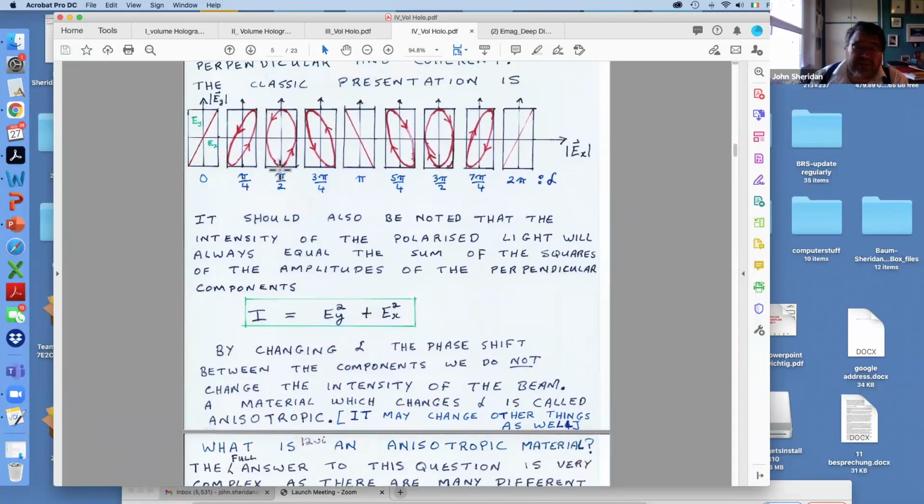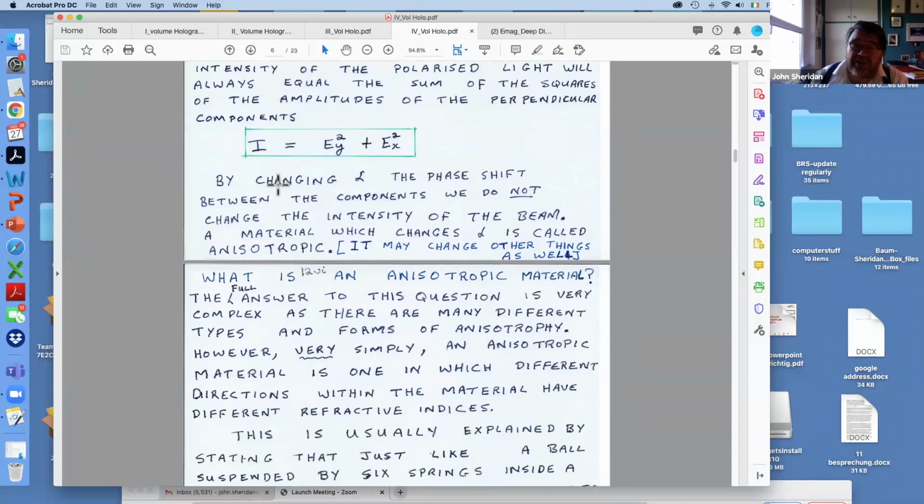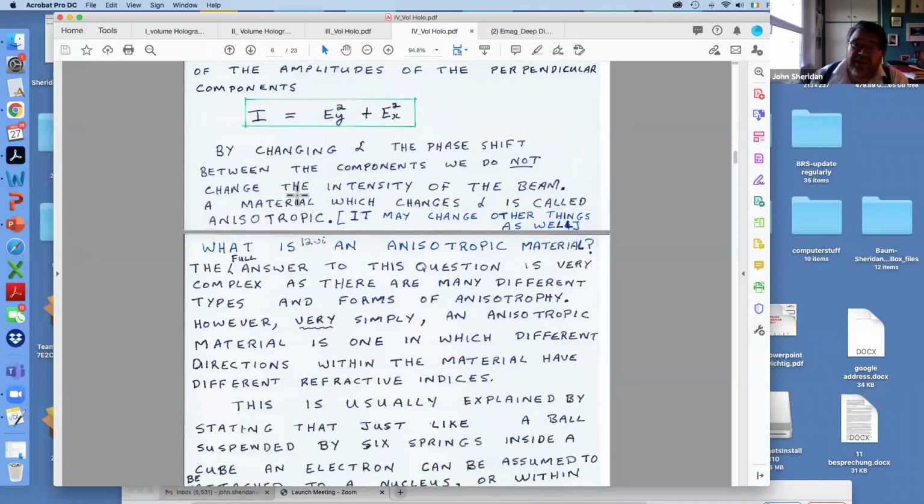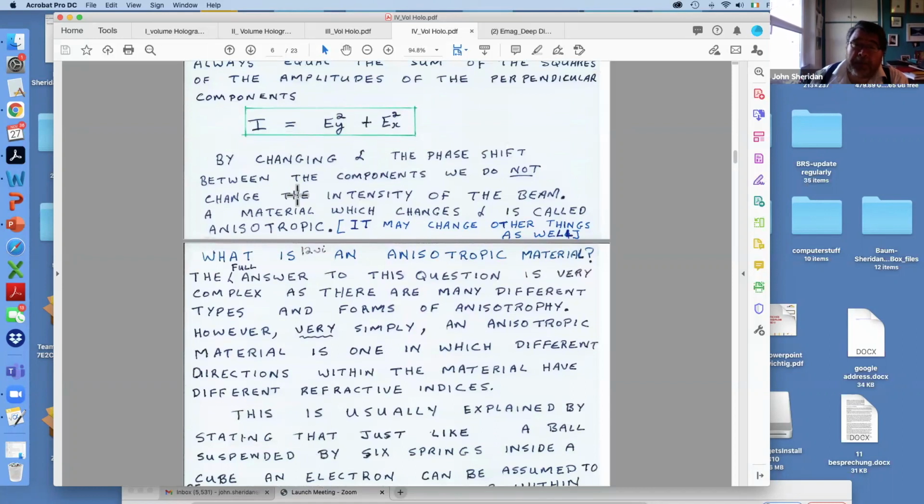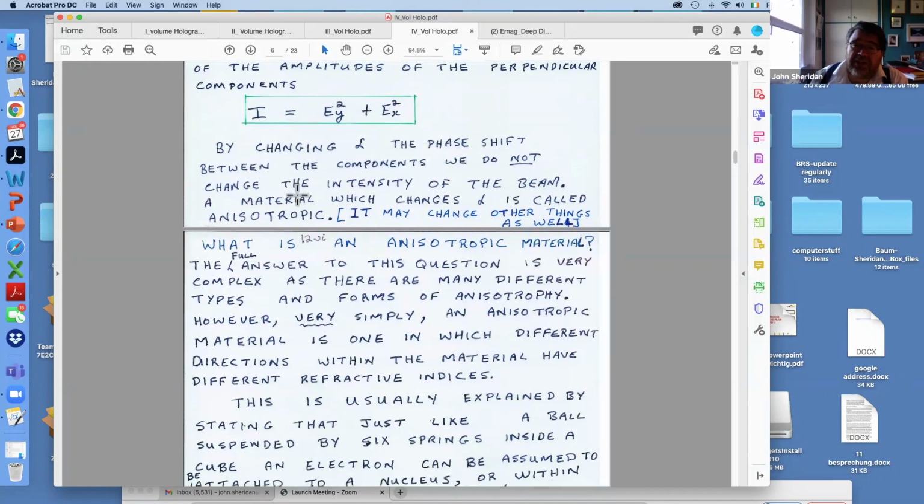So this becomes particularly interesting or useful if you want to, for example, reduce feedback into a laser cavity. You can introduce a thing called a Faraday Rotator, where you take the linear polarization that comes out of the cavity, and any light that's reflected, by the time it goes through the Faraday and comes back, is oriented at 90 degrees to the original polarization, and therefore doesn't affect the operation of the cavity. That would be a fairly standard use of an electro-optic modulator that has this sort of phase shifting capability. By changing the phase shift between the components, we do not change the intensity of the beam.